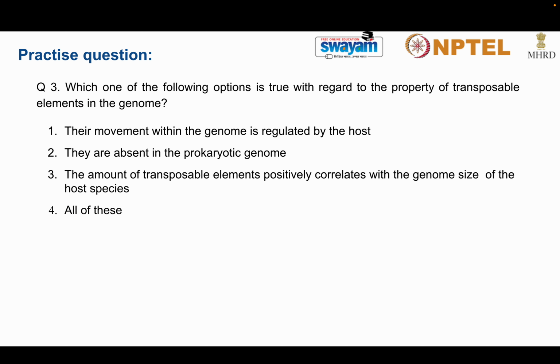It says, which one of the following options is true with regard to the property of transposable elements in the genome? If you know what transposable elements are, then you will be able to answer this very easily. Option 1 is their movement within the genome is regulated by the host. Option 2 is they are absent in prokaryotic genome. Option 3 is the amount of transposable elements positively correlates with the genome size of the host species. And option 4 is all of these. So now you have to tell which one of the following options is true when we say that this particular option is the property of transposable elements.